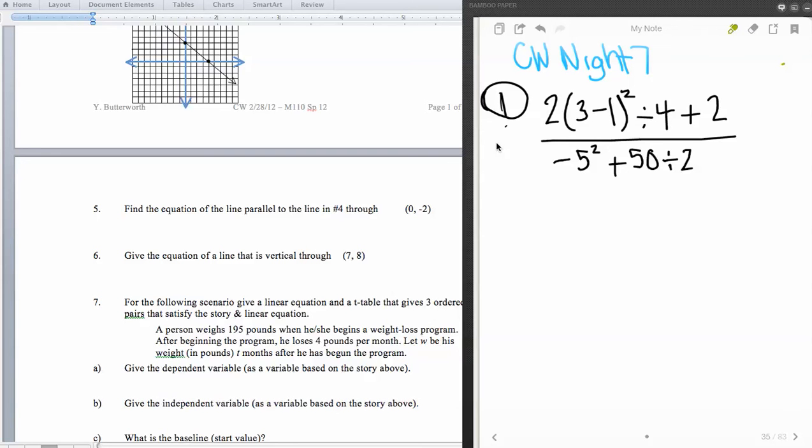Right, this is a little video to show you how to do the classwork for night 7 that I never got to go over within the class. So problem number 1, we have an order of operations problem. We have the numerator to do.